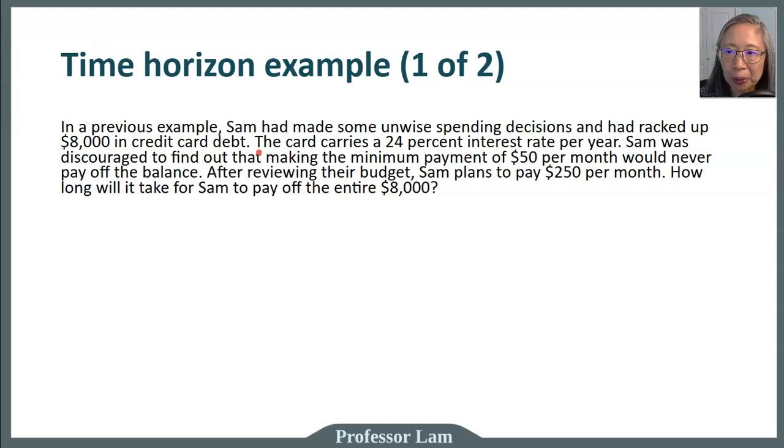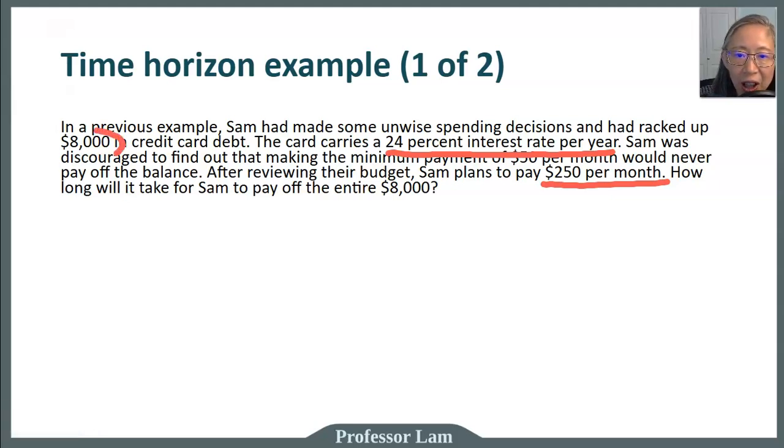I encourage you to pause the video and read this problem on your own just to test how well you can decipher this problem. This is an example in the textbook. We are continuing with a previous discussion where Sam had made some unwise choices and has racked up $8,000 in credit card debt. The card carries a 24% interest per year, and Sam had been making the minimum payment, but that's not going to cut it. So they decided that they would try to pay $225 per month. The question is, how long will it take for Sam to pay off the entire $8,000?